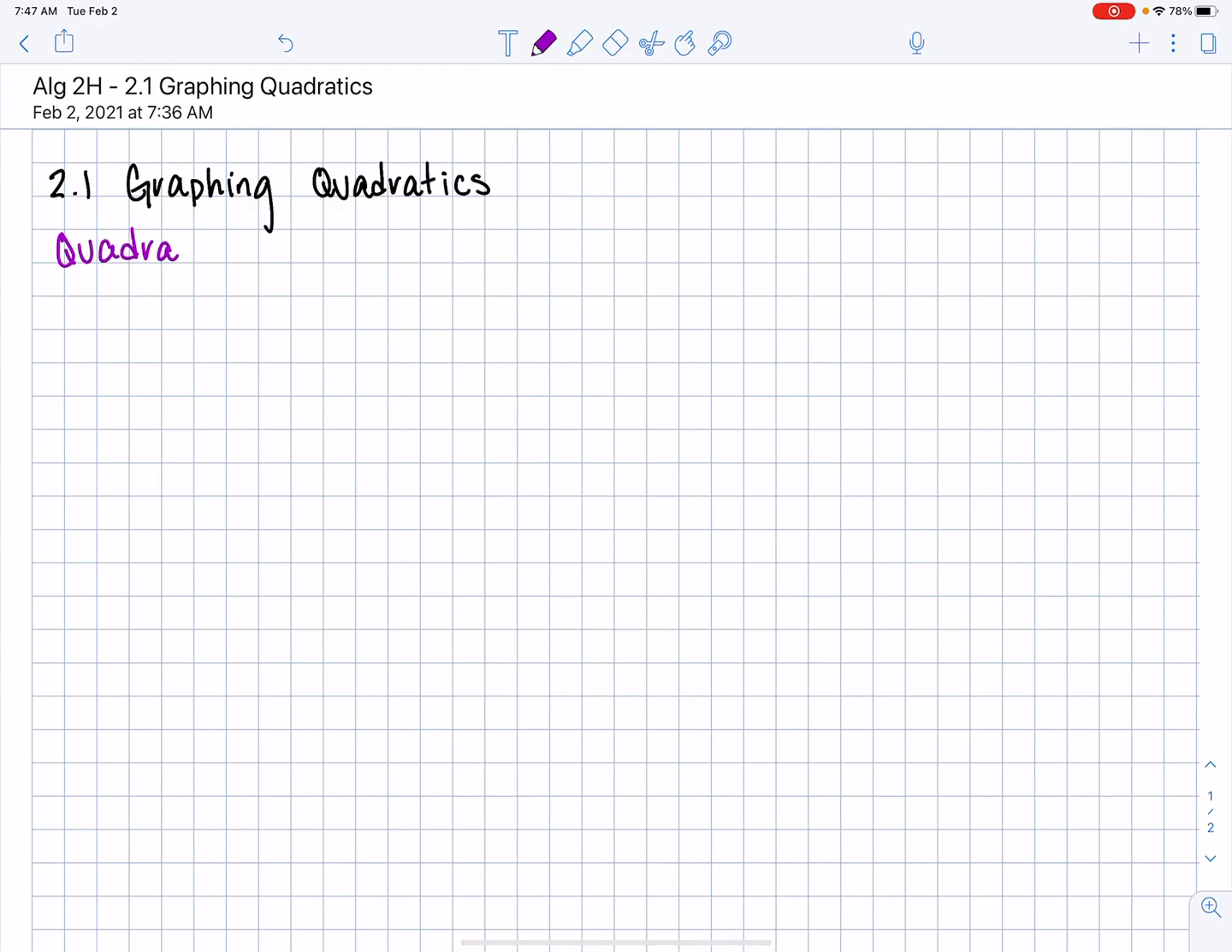So a quadratic function, as a reminder, linear functions had a degree of 1 and made a line, so quadratic functions have degree of 2 and create the shape called a parabola. And we've probably seen them in Algebra 1. We have this kind of U-shaped parabola.